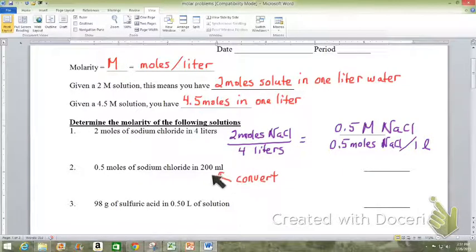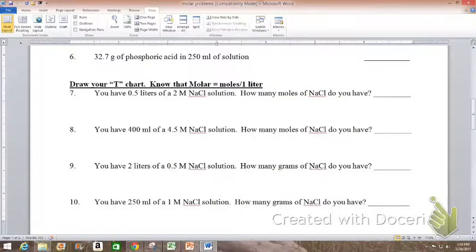Be sure to note what you're given, because you can't use mils, you have to convert that to liters. Nor can you use grams, so you have to be able to convert the grams into moles. Just a reminder, sulfuric acid is H2SO4, so you can look up the formula weight. Another one you'll need is phosphoric acid, that's H3PO4.